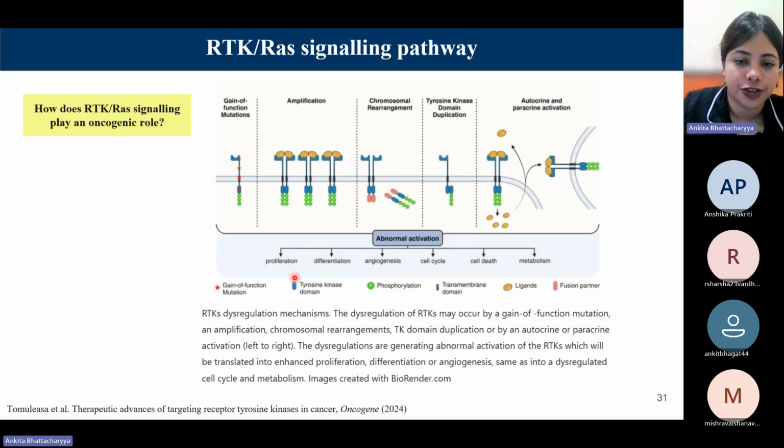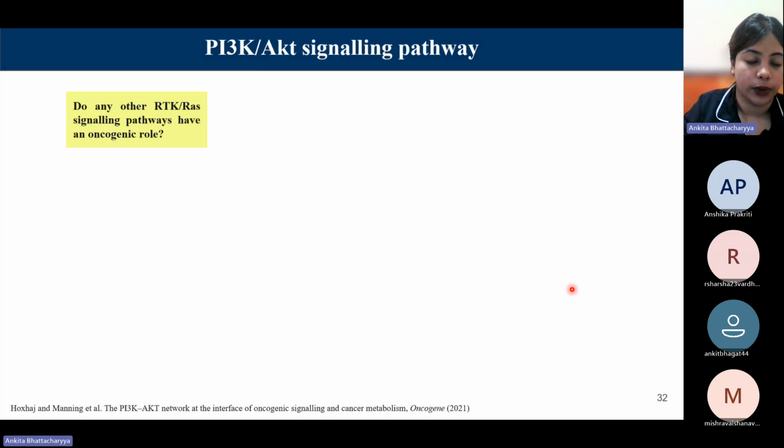These abnormal activations lead to all of these changes in cell proliferation, differentiation, angiogenesis, cell cycle, cell death, metabolism, basically the hallmarks of cancer like we have discussed. So all of this together generates abnormal RTK activation, and they would eventually lead to the abnormal behavior of these cells. So this is how RTK or RAS signaling can play an oncogenic role.